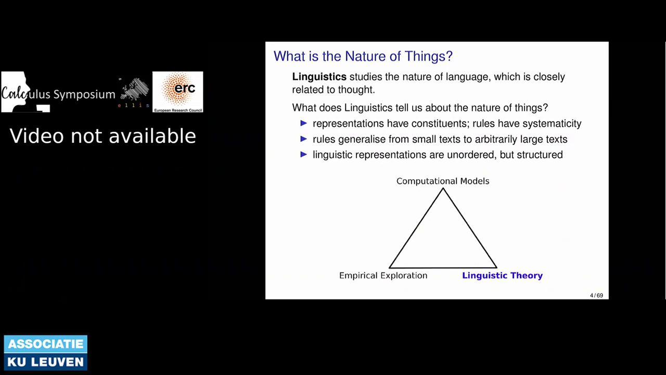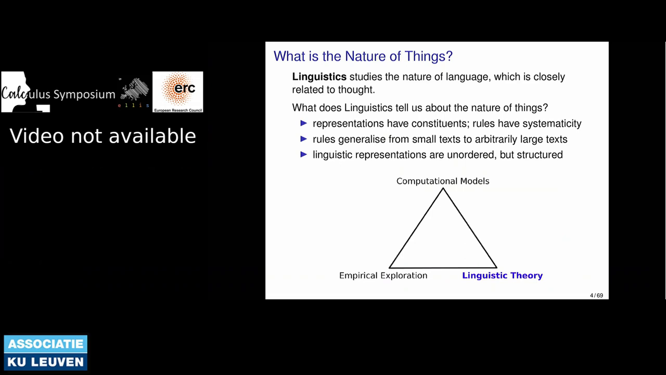So what evidence do we have about the way in which people conceptualize the world as a set of objects? Well, one thing to look at is linguistic theories. Linguistics has studied for a long time the nature of language, and language is clearly related to thought. Pretty much everything you can say, you can think, and everything you can think, you can say. So somehow the structure of language and the structure of thought are closely related. So if we understand the structure of language, this should help us understand the nature of things.